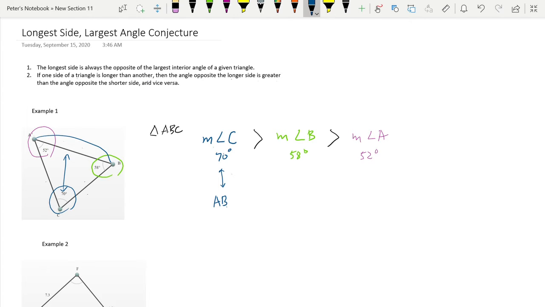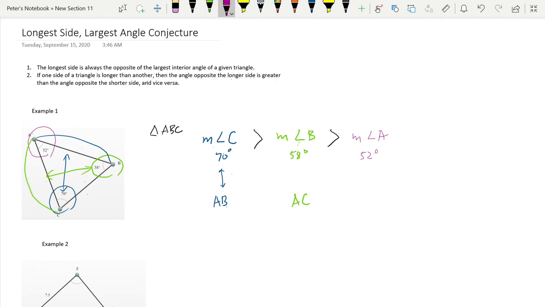Okay. And what do you think comes next? Yes, it should be corresponding to angle B. So opposite of angle B, which is going to be AC, comes next. So that's the next longest side.